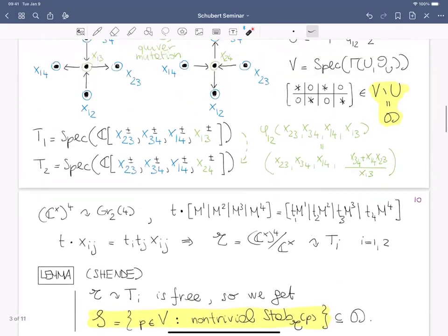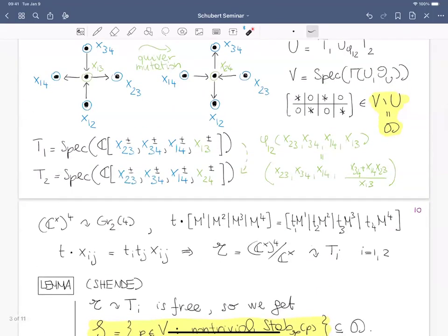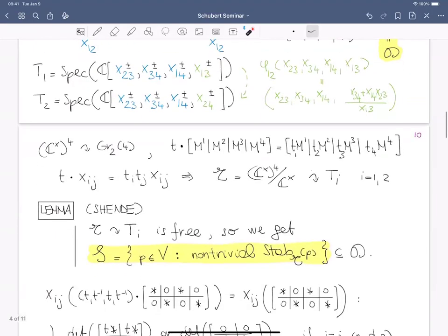So the charts are invariant under this action because the condition for a point to be in one of these charts is precisely that its Plücker coordinates labeled by the labels of the quiver do not vanish. And since we're just scaling the Plücker coordinates by some non-zero terms, the non-vanishing or not of a given collection of Plücker coordinates is invariant under this action.